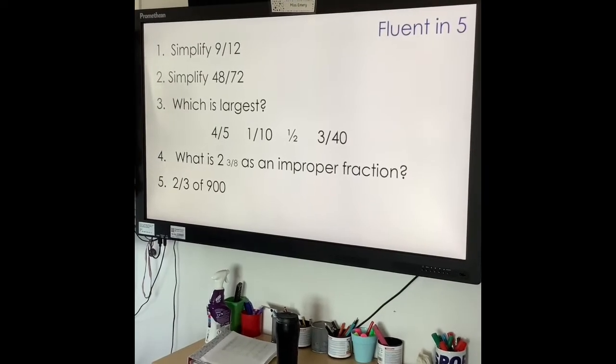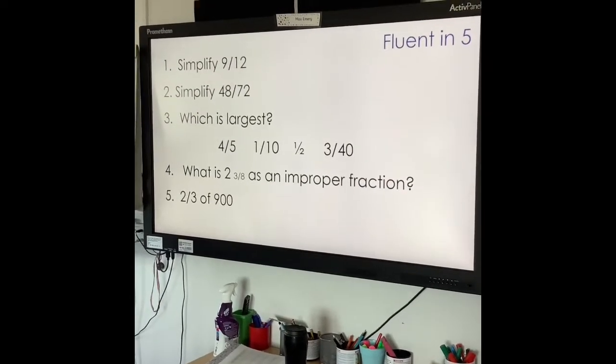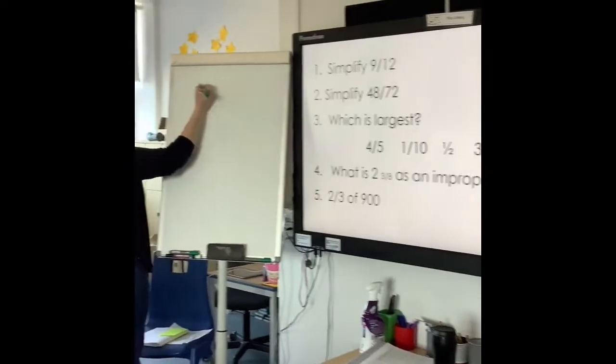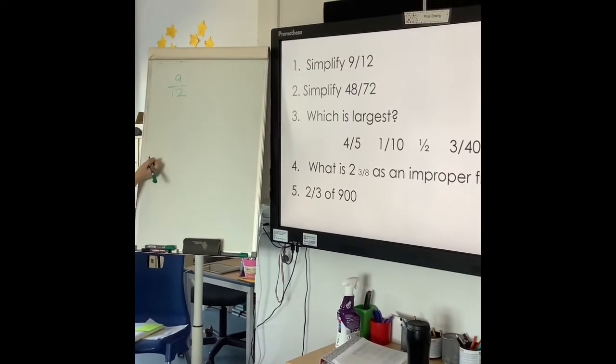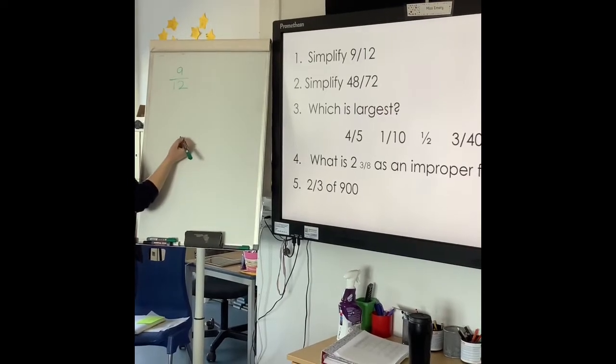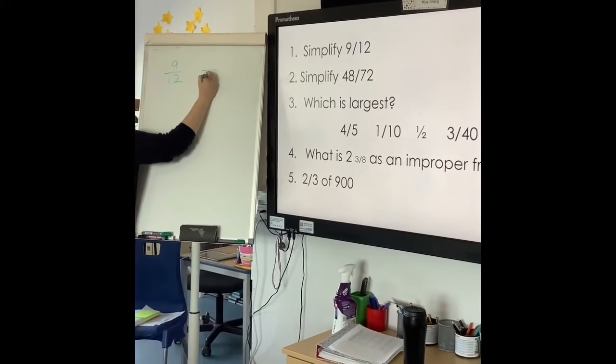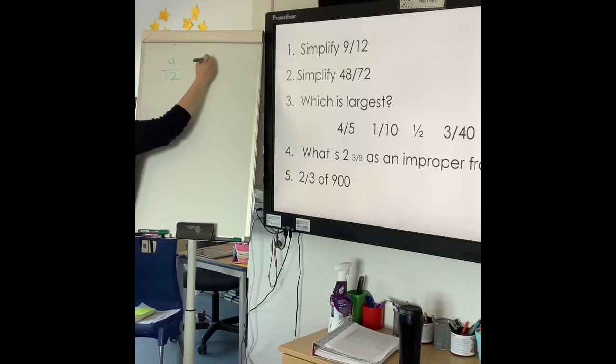Right, so hopefully you've paused the video and had a go at it, so let's do it together. First of all, we've got to simplify 9 twelfths. Hopefully you notice they're both in the 3 times table. If you divide both by 3, you get 3 quarters.